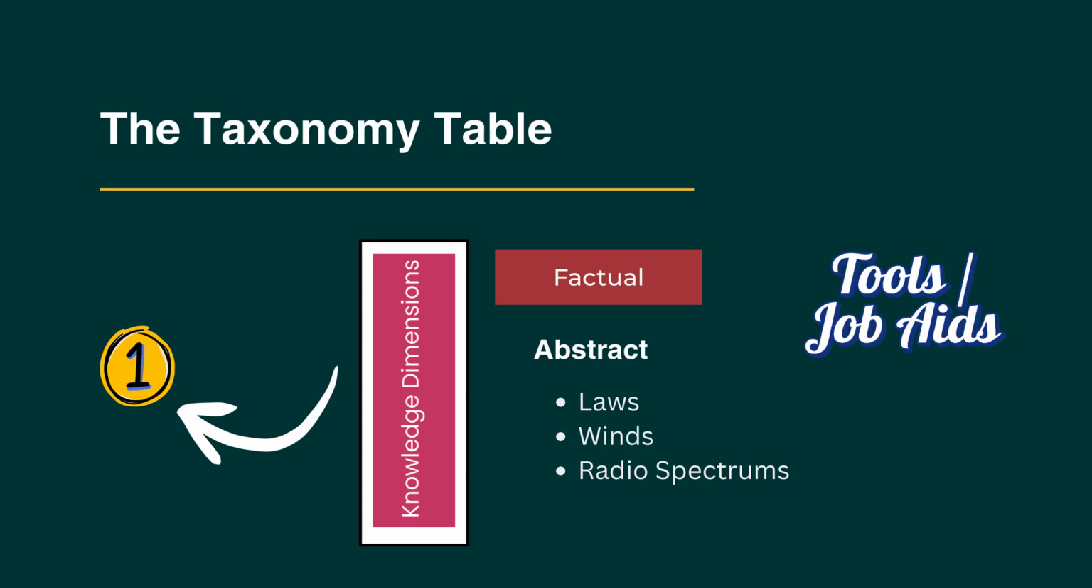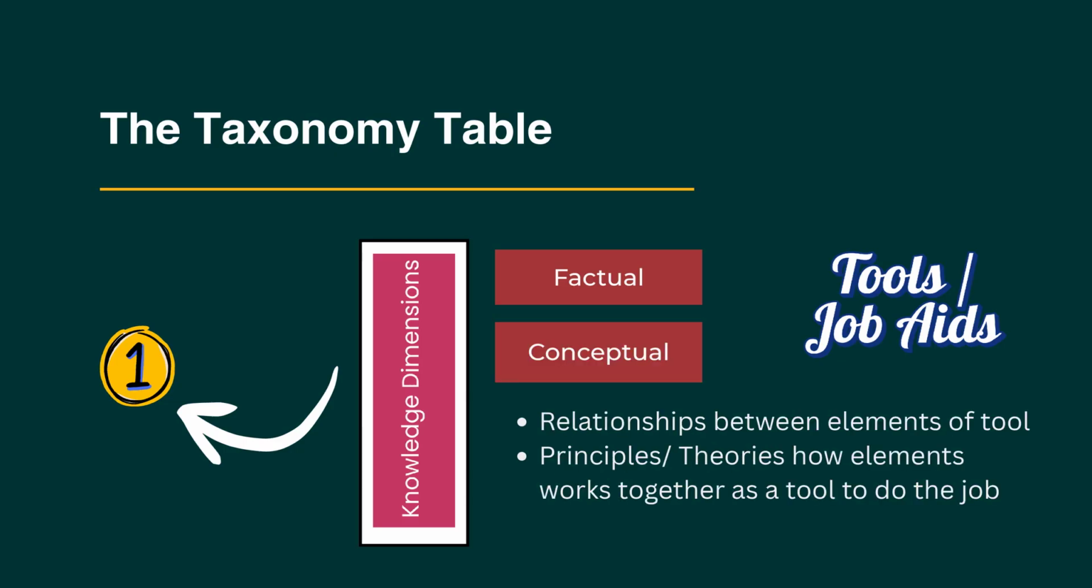After mastering factual knowledge, the terminology, definitions, and basic elements, the next step in the taxonomy table is conceptual knowledge. Conceptual knowledge focuses on understanding the relationships between the elements of a tool, and the principles or theories of how those elements work together. For example, it is not only about knowing the parts of a tool, but also understanding how those parts interact to perform a function. This shift from factual to conceptual knowledge is critical, because it allows learners to see the bigger picture and make sense of how knowledge connects and operates as a system.